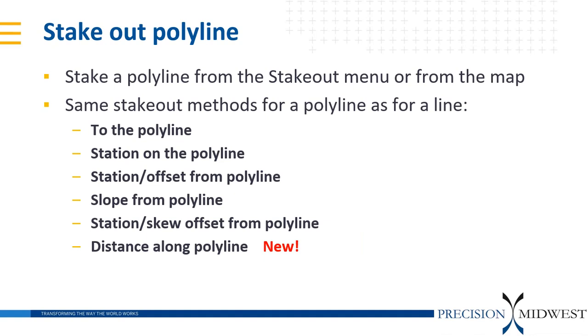Stake out polyline. So stake out polyline from the stakeout menu or from the map. The same stakeout method for a polyline as a line. To the line or to the polyline, station on the polyline, station offset from polyline, slope from polyline, station skew offset from polyline, and now you can go distance along a polyline. Again, for those vertical polylines.